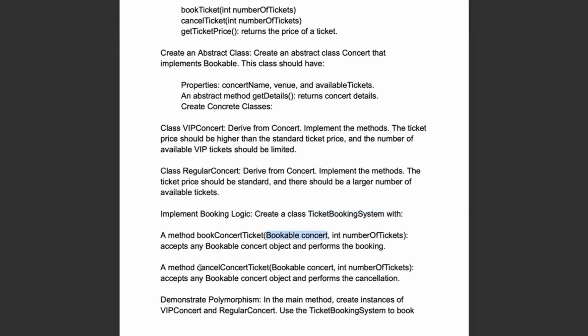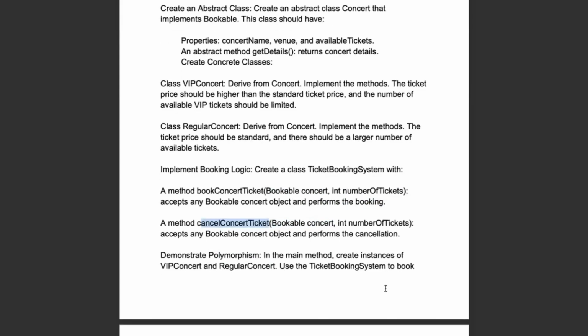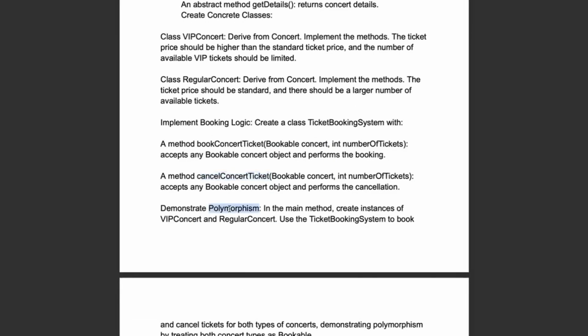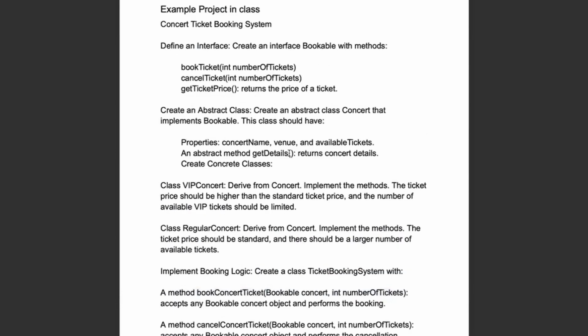Okay, and you will cancel concert ticket, you will give concert ticket, you will give number of tickets. Okay, so what it is telling, demonstrate polymorphism in the main method, create instances of VIP concert and regular concert, use the ticket booking system to book and cancel ticket for both type of concert, demonstrating polymorphism by treating both concert types as bookable. So you want to treat them as bookable, you don't want to write here VIP concert or something, or just concert.